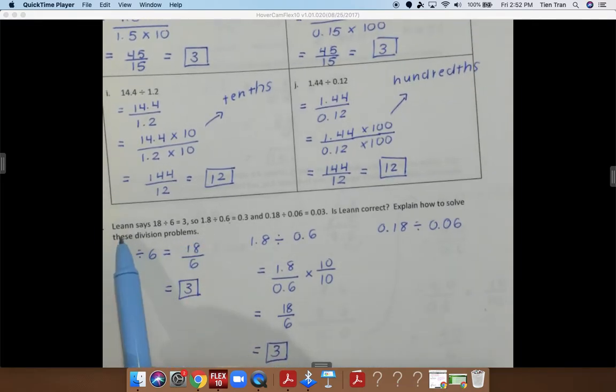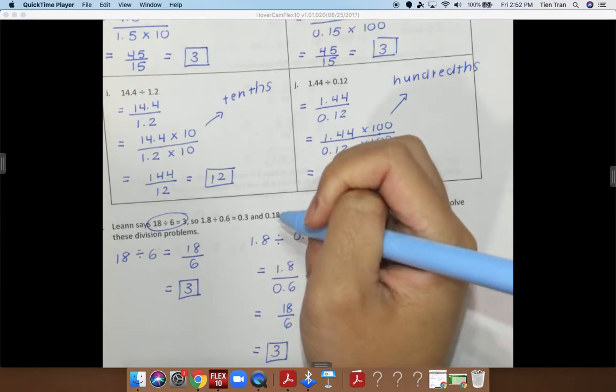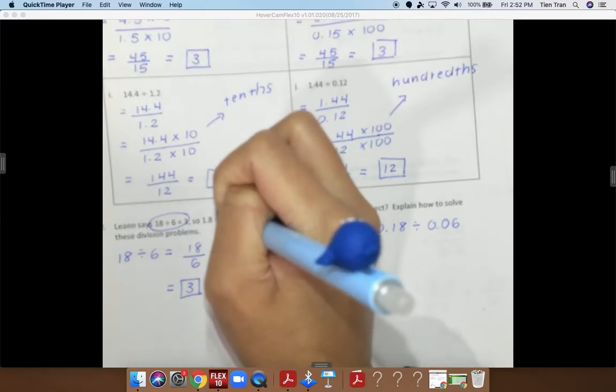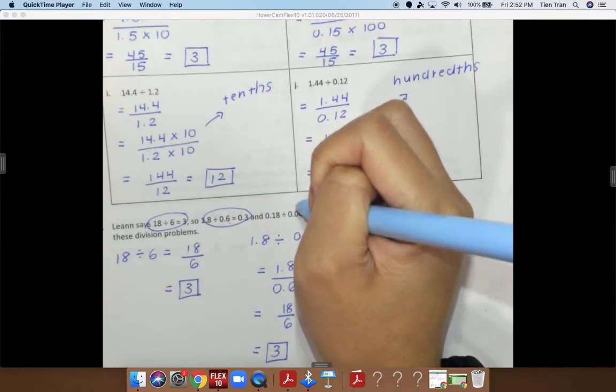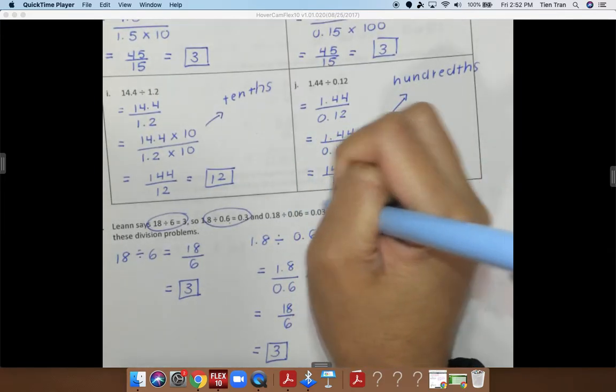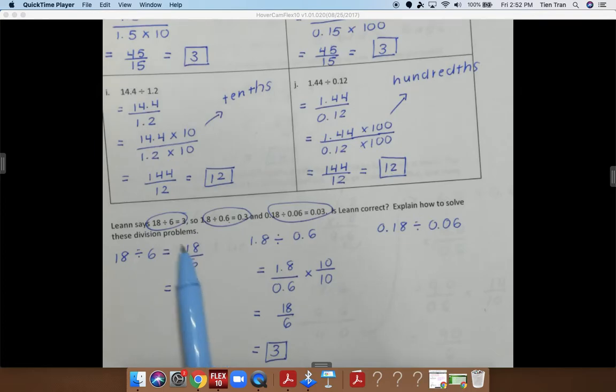For this question here, it says, Leanne says 18 divided by 6 is equal to 3. So 18 tenths divided by 6 tenths is equal to 3 tenths. And 18 hundredths divided by 6 hundredths is equal to 3 hundredths. Is Leanne correct? Explain how you solve these division problems. So I'm going to test her method and see if that's true.